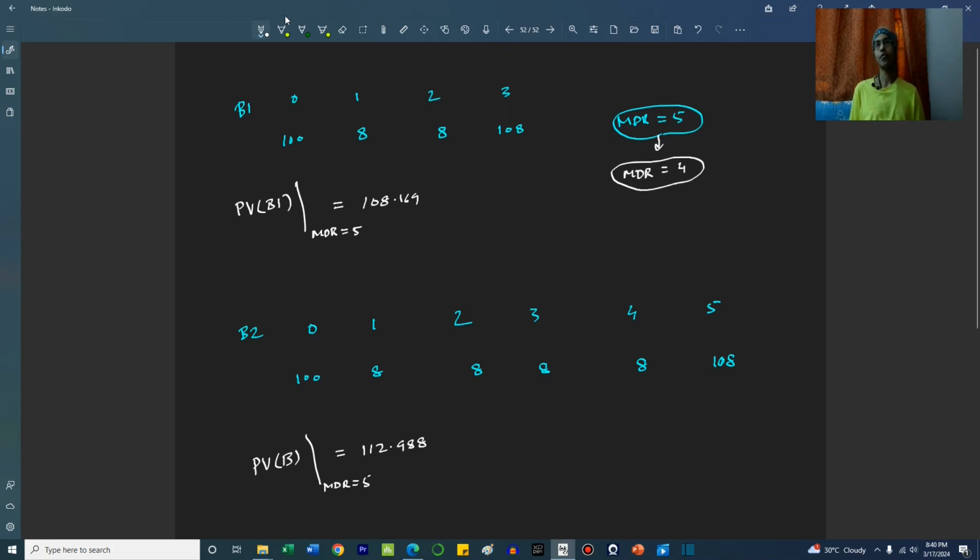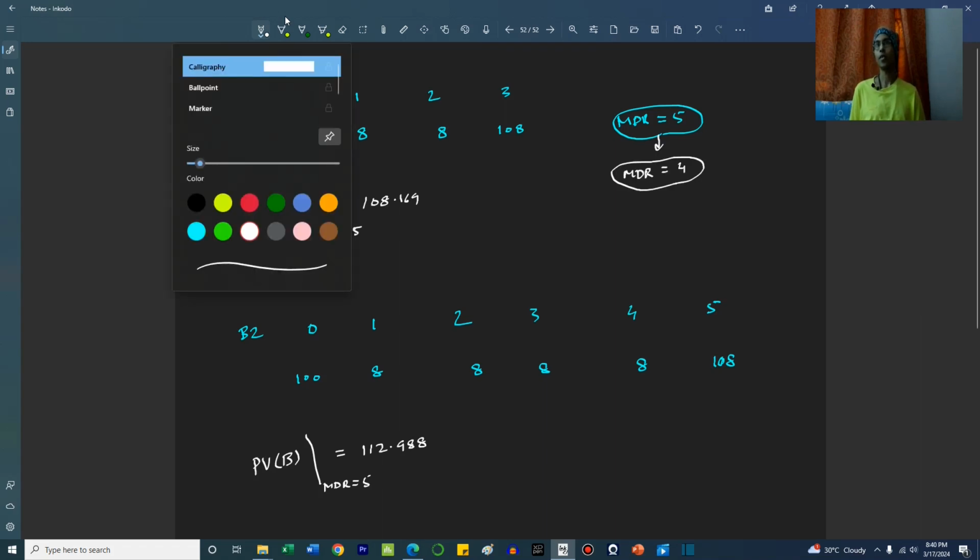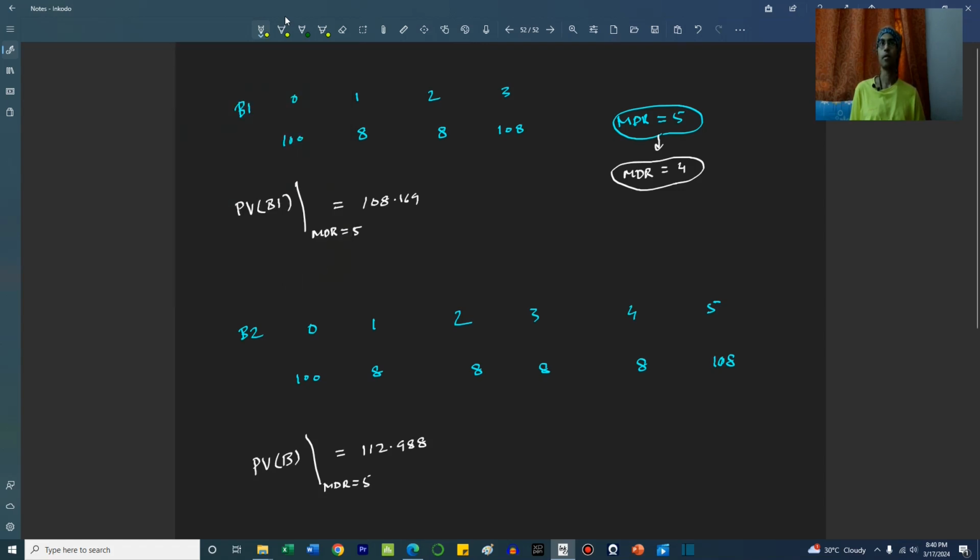And under these conditions, we have to find out what is the present value of each of these bonds. So PV of bond 1 for a market discount rate of 4% is equal to 111.1, and for bond 2 under similar circumstances the price turns out to be 117.8, to be precise, 117.807.